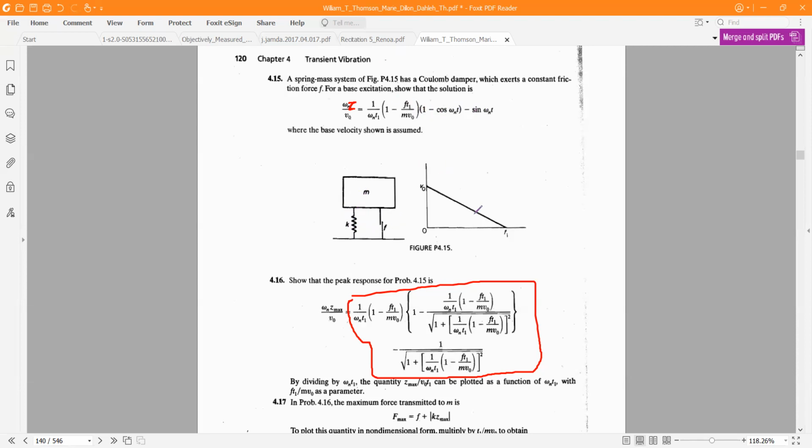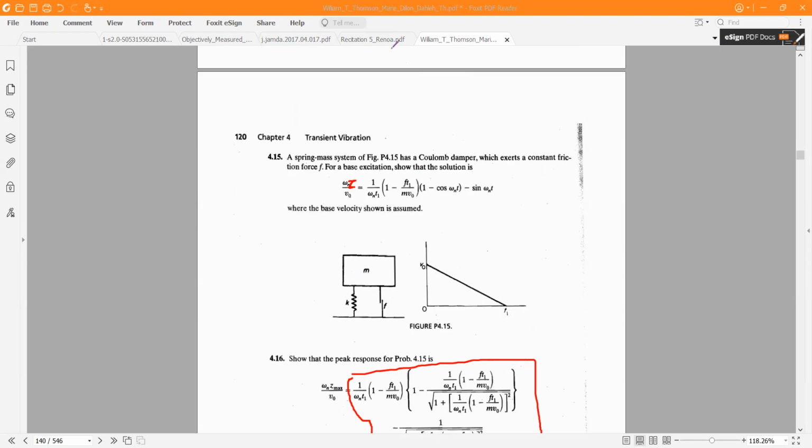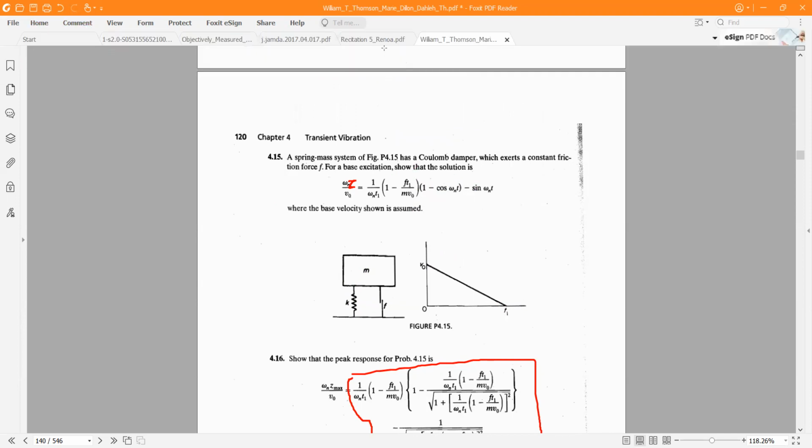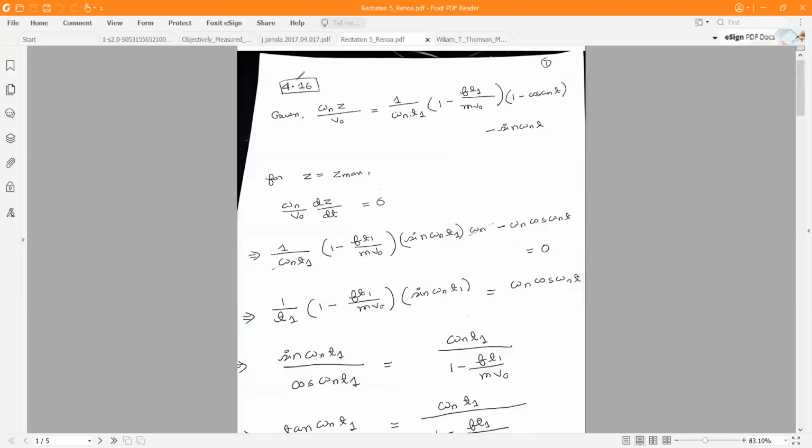T1 is the time when v is equal to 0. Now, let's start. First we will just start with the given equation, which is omega n z over v naught is equal to this, as given in problem 4.15.